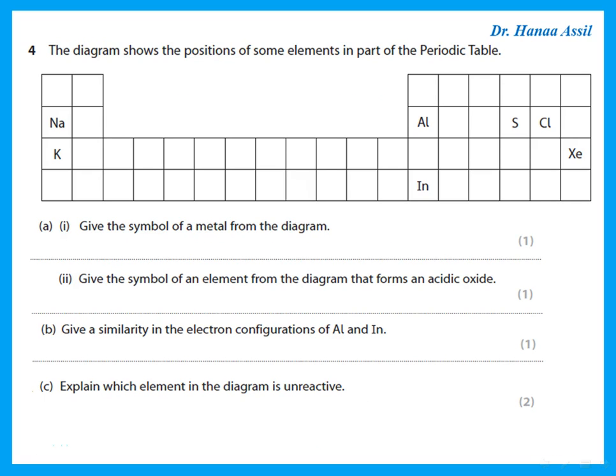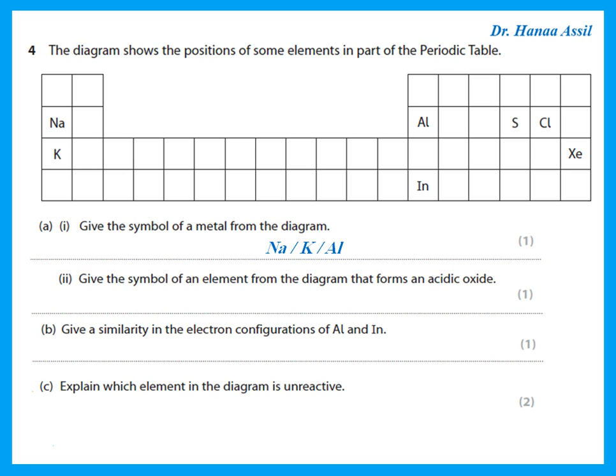The diagram shows the positions of some elements in part of the periodic table. Give the symbol of a metal from the diagram. Can you see where metals are? You should realize that metals are on the left side of the periodic table. So, sodium, potassium, aluminium, and the one he says, indium, In, all of these from group 1 to group 3, including the transition metals, all of these are metals. So metals are on the left side of the periodic table.